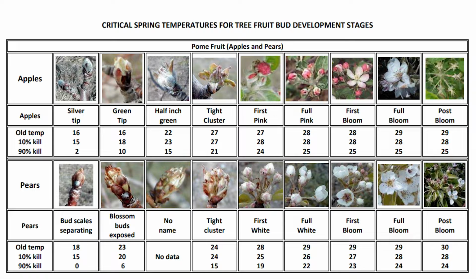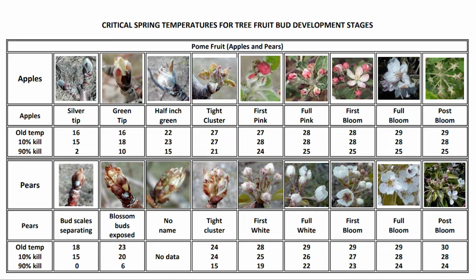You notice the numbers get higher because, for example, if you look at first pink in the middle, 10% bud kill is 28 degrees. So at 28 degrees, 10% of those buds will be killed if they're exposed for half an hour or more. And 90% at 24 degrees. So that's not a huge difference between those two numbers. So when you're looking at this chart and kind of trying to determine your frost damage, this is one of those things that's an average.